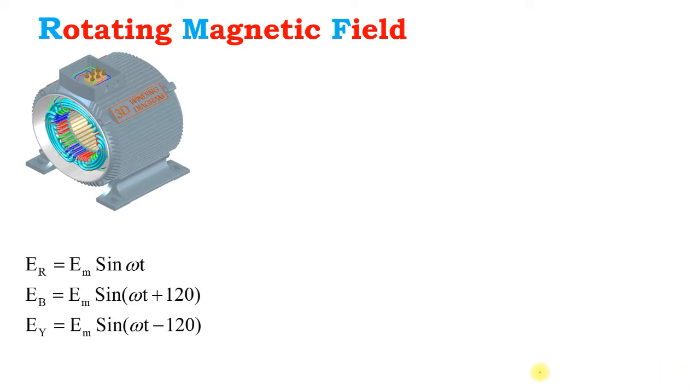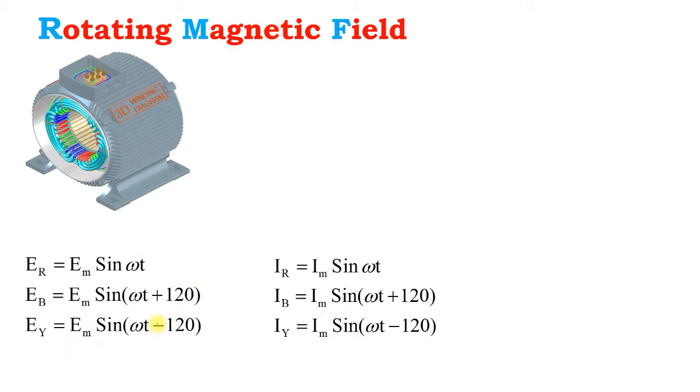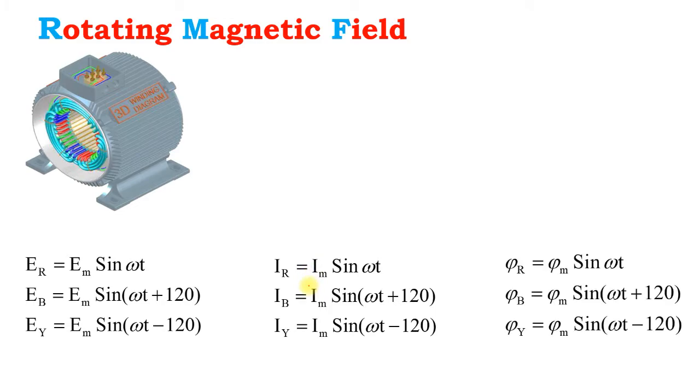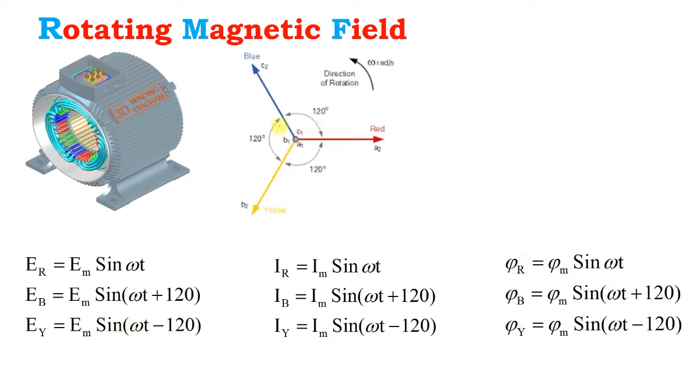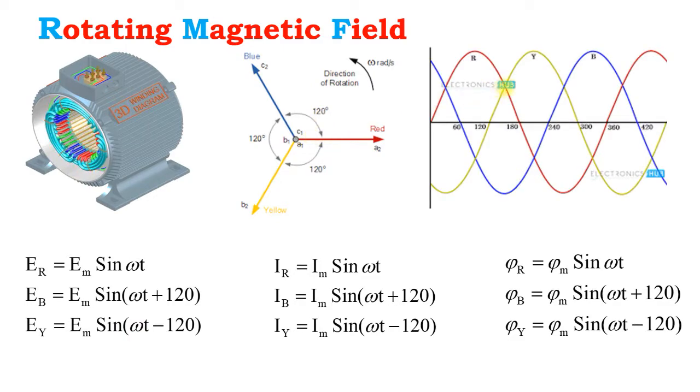In this video, we're going to discuss the rotating magnetic field in the three-phase induction motor. Let us supply three-phase with a phase difference of 120 degrees. This circulates current in the three-phase winding with a phase difference of 120 degrees, and this current produces magnetic flux with a phase difference of 120 degrees. This vector diagram and waveform is common for current, voltage, and flux.